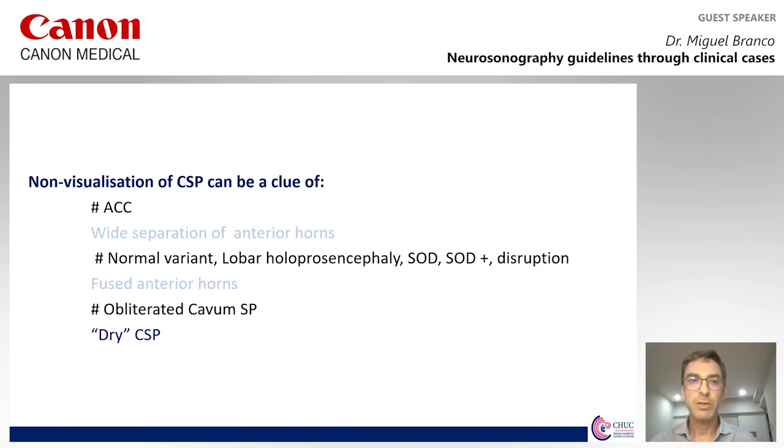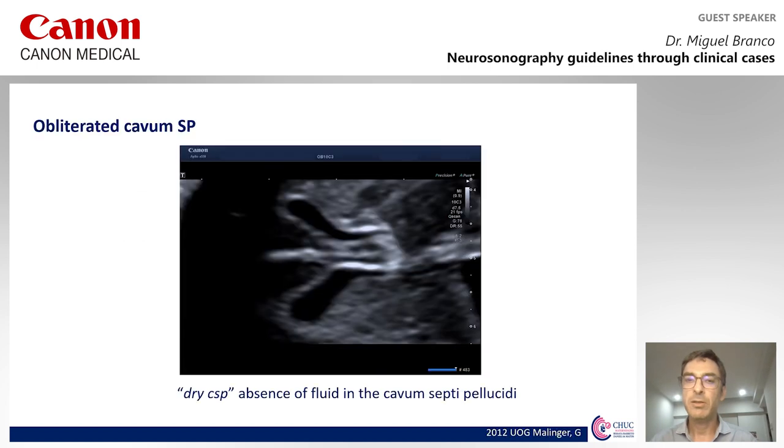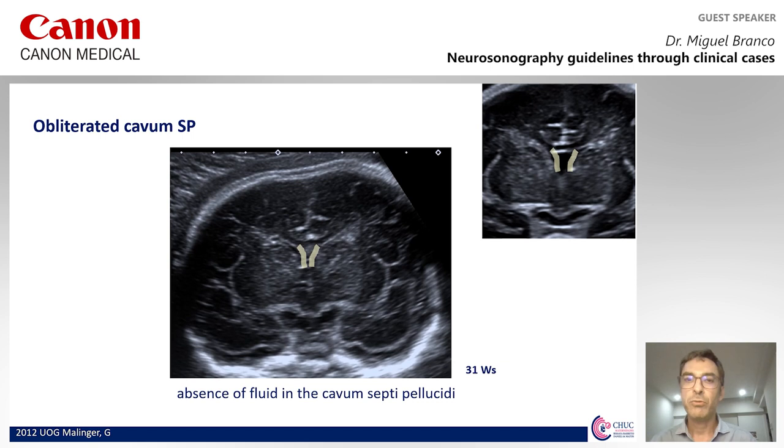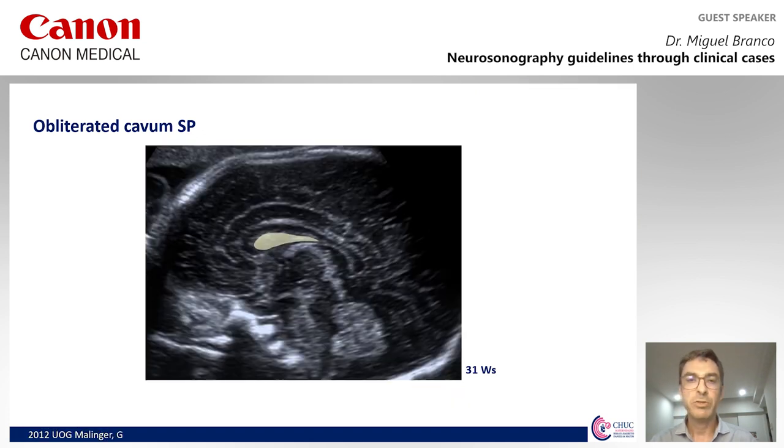Sometimes we are not able to identify the CSP because the CSP doesn't have any fluid in it. It's a dry CSP. In this situation, we are able to identify the two leaflets of the CSP without any fluid in it. In coronal view, we can see the two leaflets. And in the top right, a normal control with the fluid in it. On sagittal view, we can see a normal corpus callosum and no fluid in the CSP. If isolated, this is probably benign.